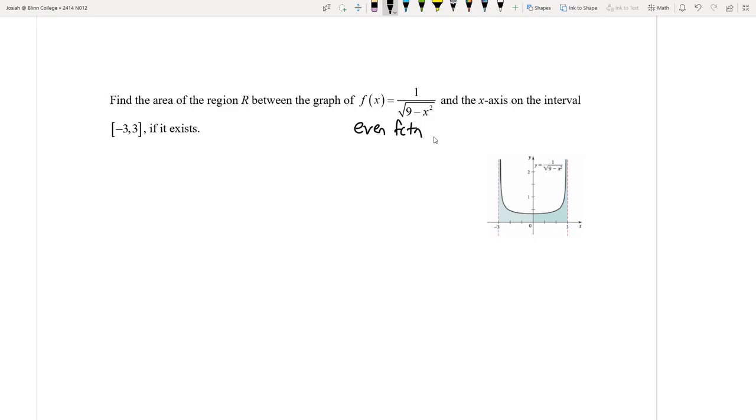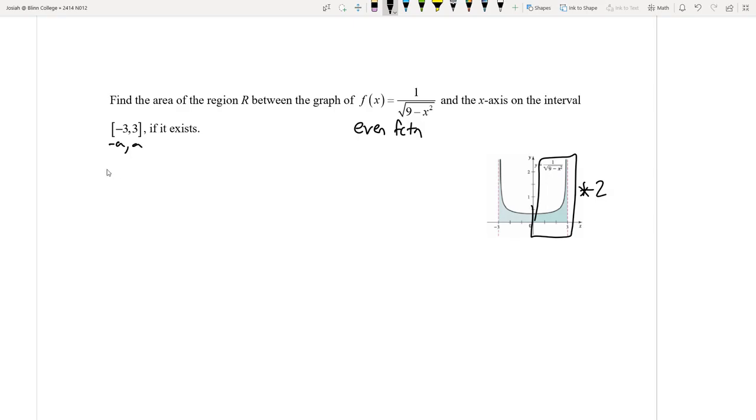Right? The only power on x here is an even power. Since that is true, we can just look at the right side and multiply it by 2, and then we can get both sides. And so that's the strategy that we'll take here. I'll go ahead and change that to a multiplication sign. Because we have an even function, and because we are evaluating it from -a to a, these guys match, they're just opposites.